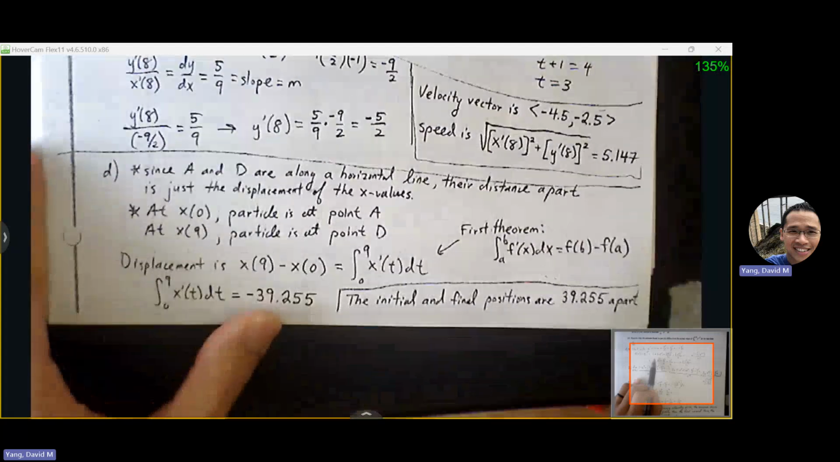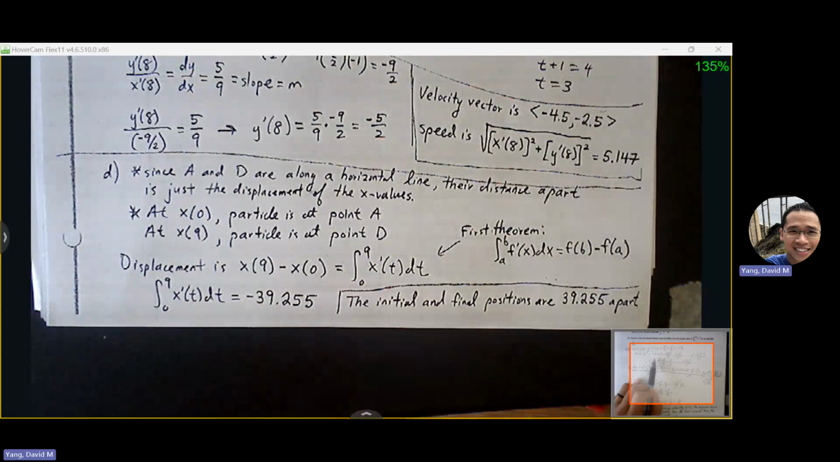So it's just displacement. Displacement is just the integral from 0 to 9 of x prime. I don't have to know anything about y prime because between 0 and 9, if we're just comparing those two points, there's no change in the vertical component. So I just plug that into the calculator. I get -39.255. So if our x values change by -39.255, then we know that the final and initial positions must be 39.255 units apart.